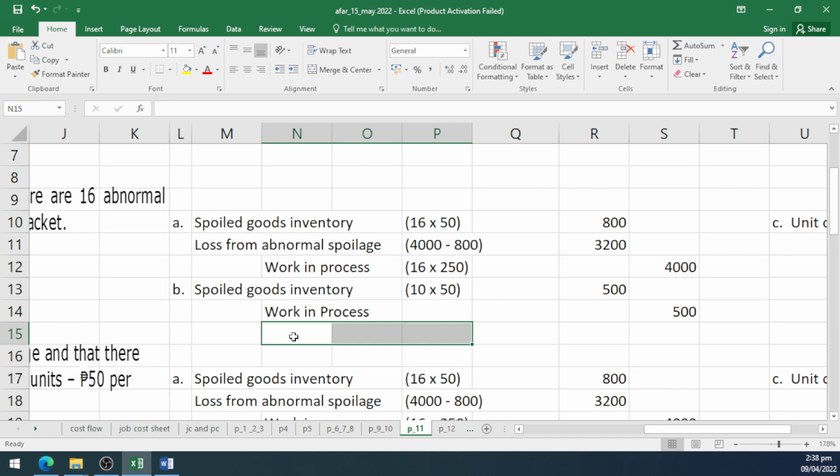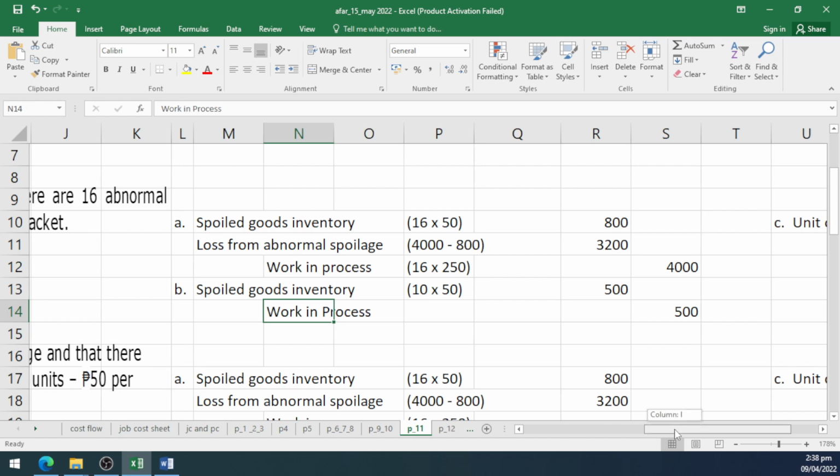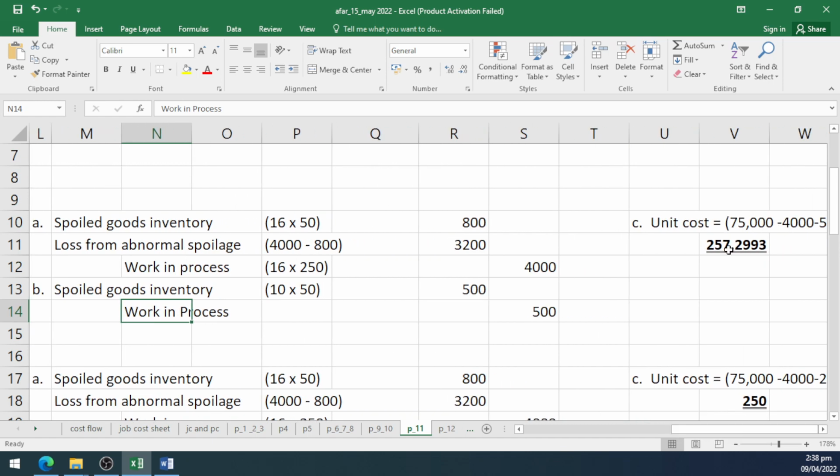Remove only the salvage value from the work in process. Retain the loss doon sa work in process. Yun po ang mangyayari dyan, ladies and gentlemen. Kaya tingnan nyo itong unit cost. Mag-i-increase ito. And the increase is brought to you by the spoilage, normal spoilage loss charged to specific job.